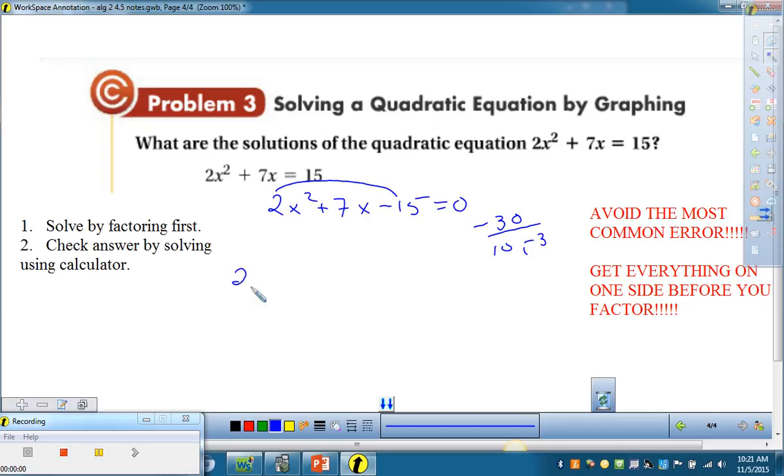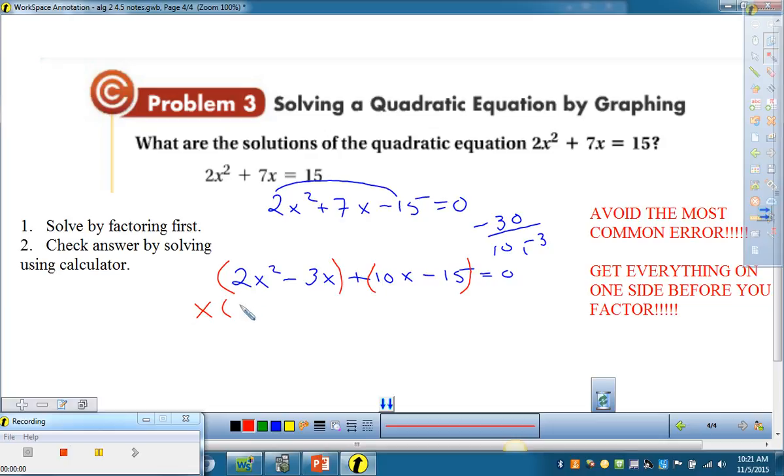So now we rewrite 2x squared plus 10x. Actually, I'm going to do minus 3x, because if there's a minus, I like to put that first. Plus 10x minus 15 equals 0. What do I do next? I group the first two, and I group the second two. What can I pull out of the first two? Oh, x. Leaving me with?